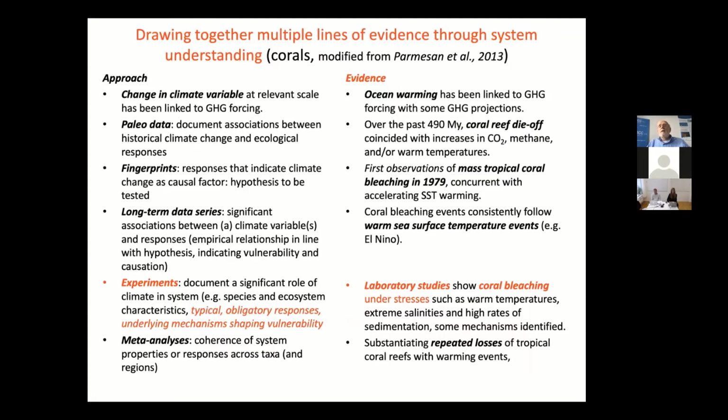And for example, whether the observation of the first mass tropical coral bleaching in 1979 is actually caused by the increase in sea surface temperature. And then there is a value for long-term data series where we look at association between climate variables and responses, and coral bleaching consistently following warm sea surface temperature events is then an indication that there is a causal relationship, but correlation is not necessarily causation. You know that, so there needs to be further work, and that is where the experiments come into play.